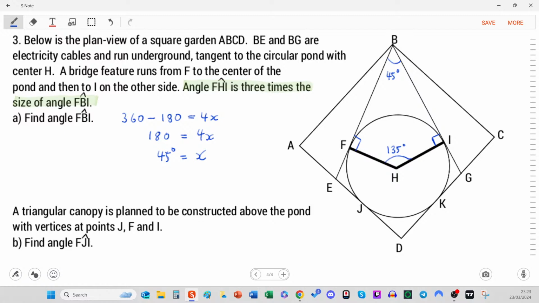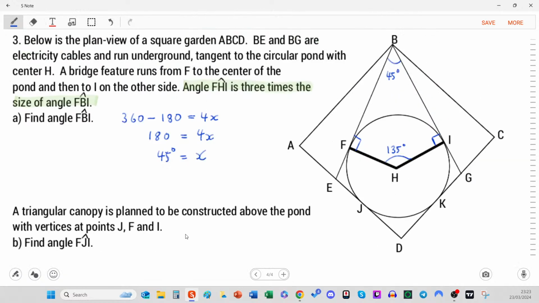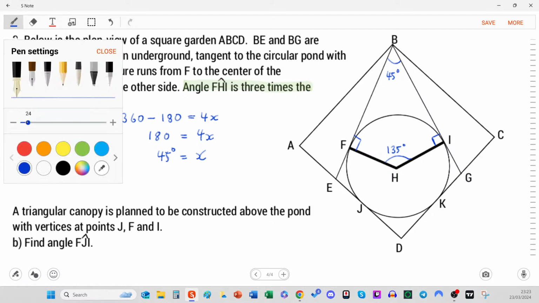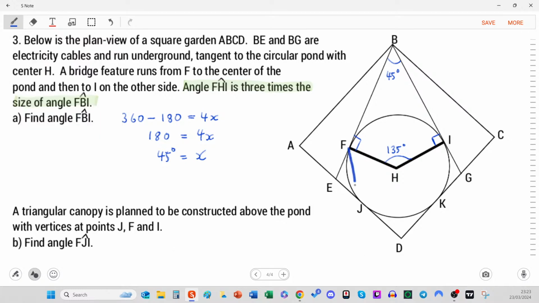And moving on. A triangular canopy is planned to be constructed above the pond with vertices at points J, F, and I. So that was at 24. Let's try the smallest. So J, F. Let's do J to F.